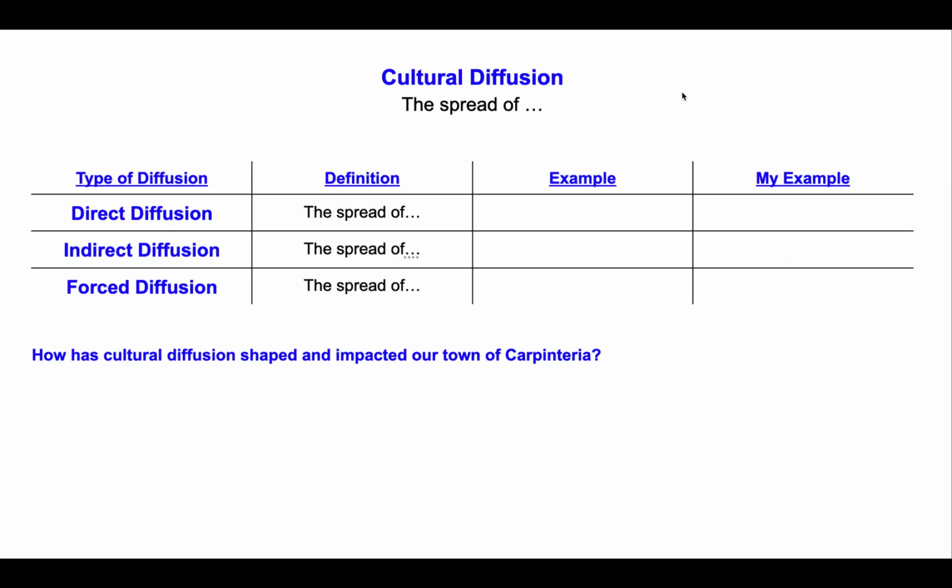Let's break down that term. You have the document, looks a little bit like this. You're going to be filling out each of these 9 boxes here with a definition, an example that I'll offer you, and then an example of your own. All right, so we've got direct, indirect, and forced diffusion. And then after that, you're going to add 3 things or 3 examples of how cultural diffusion has impacted or shaped our town of Carpinteria.